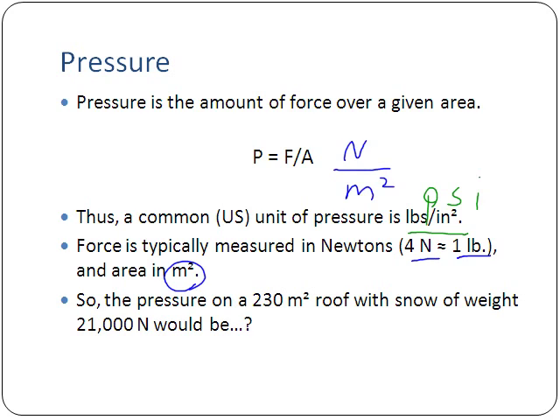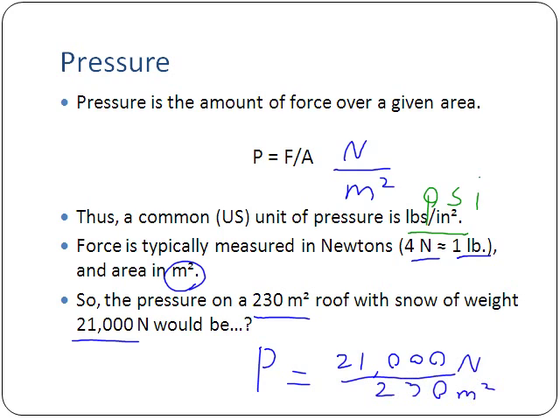If we want to find the pressure on a 230 square meter roof with a snow weight of 21,000 newtons, then we're going to set it up like this. The pressure is equal to the force, which here is 21,000 newtons, divided by our area, which is 230 meters squared. At this point, all you have to do is take out your calculator and do the math. 21,000 divided by 230 gives a pressure of 91.3, and the units are newtons per meter squared. That's how you would calculate pressure.